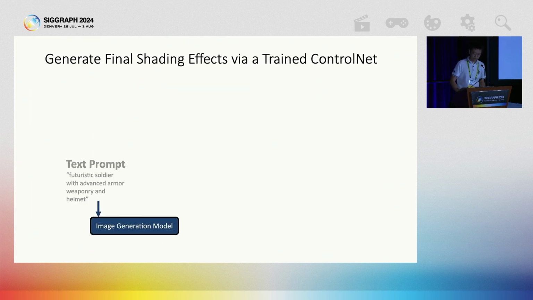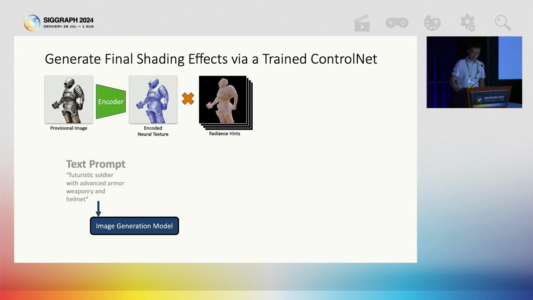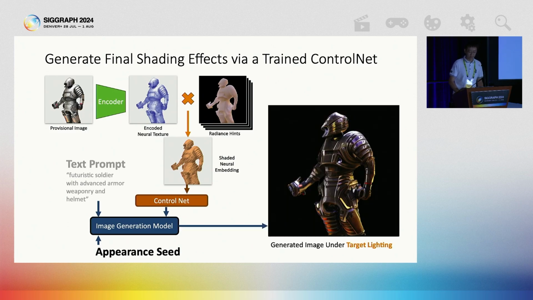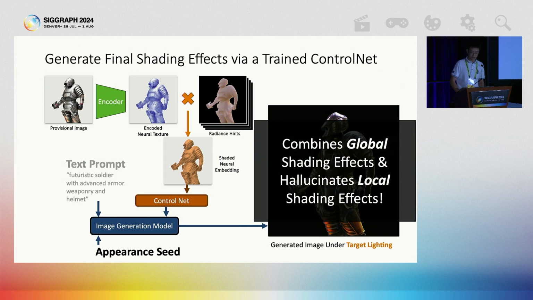To direct this diffusion model to follow the radiance hints, we encode the provisional image into a neural texture, which is then multiplied with the radiance hints to get the shaded neural embedding, and sent into a specially trained ControlNet to provide control of both the image content and the lighting condition. The ControlNet combines global shading effects from the radiance hints, gives an interpretation of the material in the provisional image, and hallucinates local shading effects.